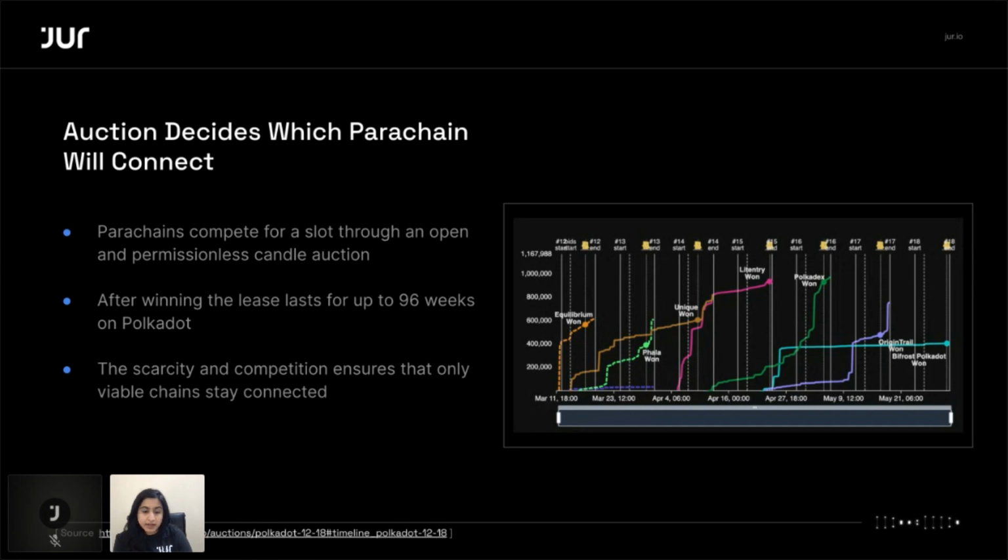And in case a project is not able to continue sustainably for 2 years, then this natural mechanism helps in removing them and still gives them a chance to maybe come back later and try for another slot. So this is why the auction has to happen.